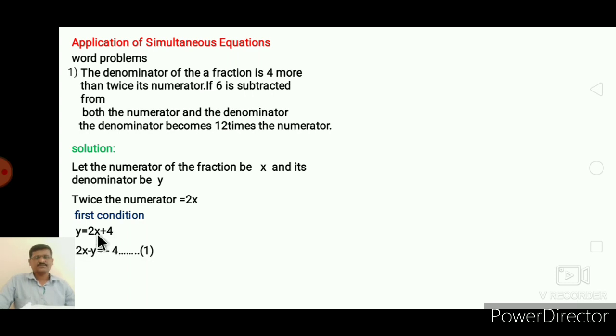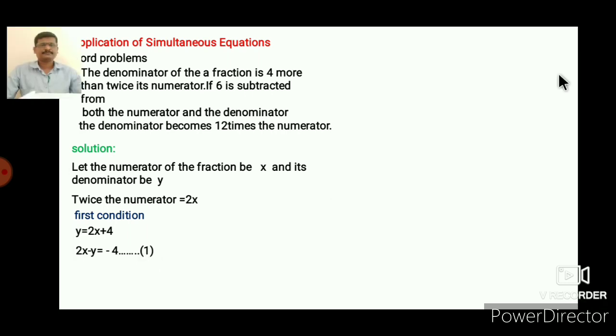Here, this equation is written in the form ax plus by is equal to c. Transfer this plus y to the right hand side, therefore plus becomes minus, and this plus 4 to the left hand side, this plus 4 becomes minus 4. Therefore, the equation is 2x minus y is equal to minus 4, equation first.